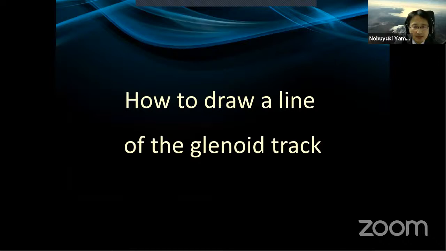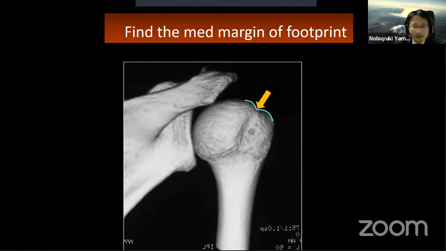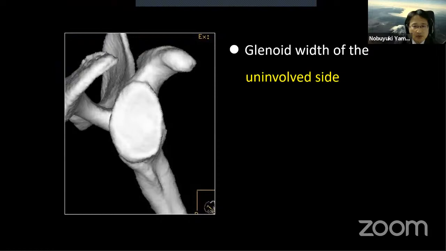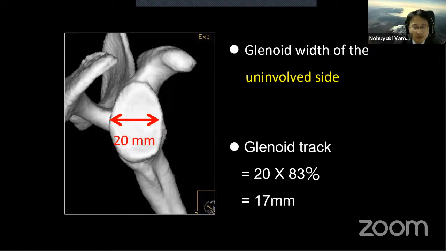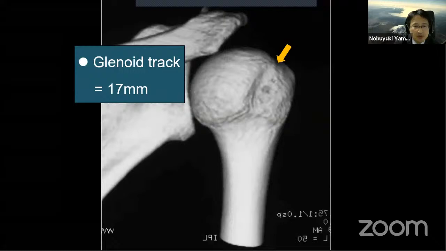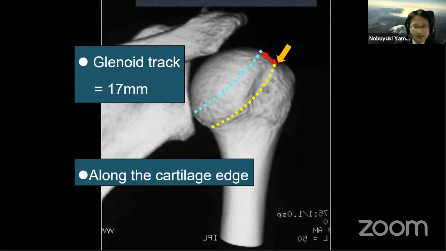So how should we draw a line of the glenoid track? First, we need to find the medial margin of the footprint. Then, the glenoid width of the uninvolved side should be measured. For example, in this shoulder, 20 millimeters. So we can calculate the glenoid track width, 20 times 83%, 17 millimeters. From the footprint, draw a line 17 millimeters along the cartilage edge. This Hill-Sachs lesion is located within the glenoid track, so it's safe. We don't worry about this.